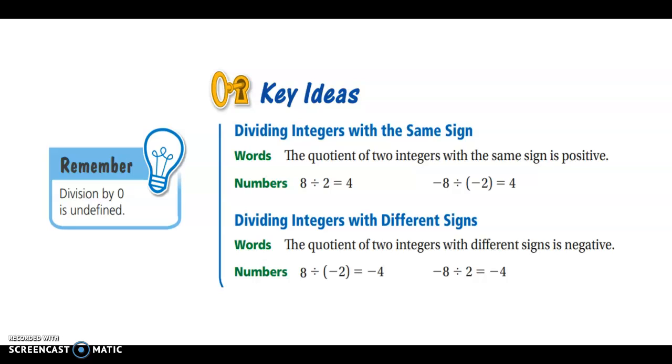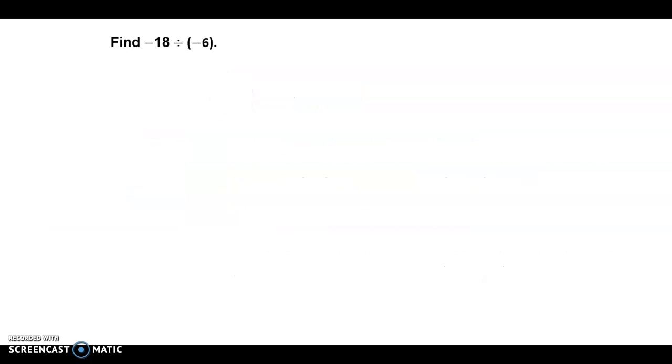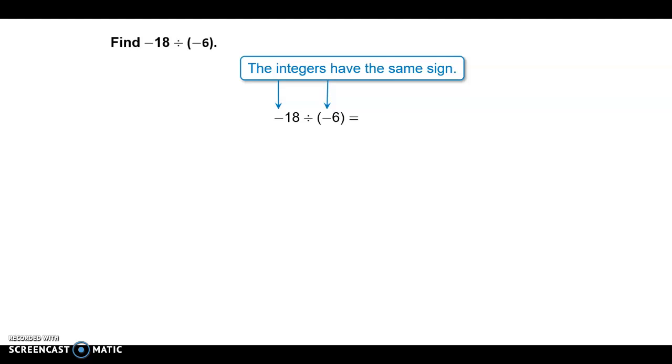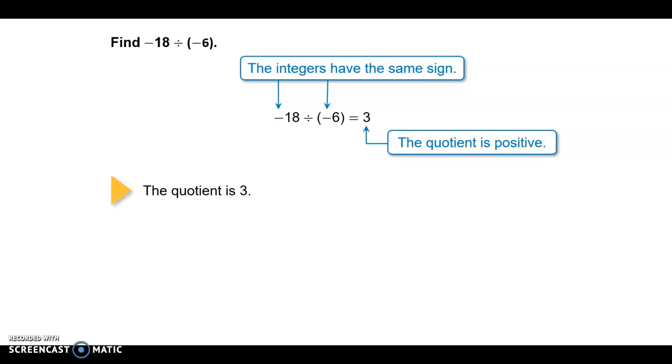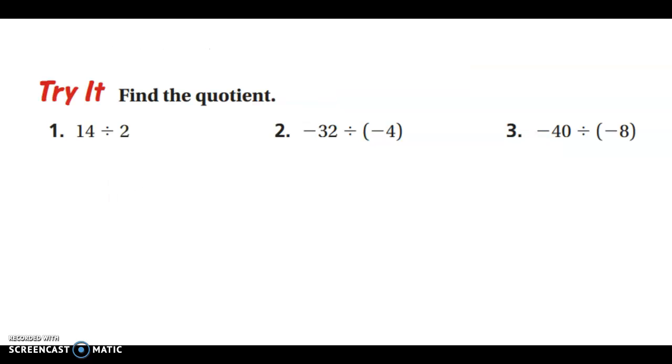So some key ideas. When we are dividing integers with the same sign, the quotient of two integers with the same sign is positive, very similar to your multiplication. When you're dividing integers with different signs, the quotient of the two integers with different signs is negative. So our first example, negative 18 divided by negative 6. They both have the same sign. Our quotient is positive, therefore it's 3.